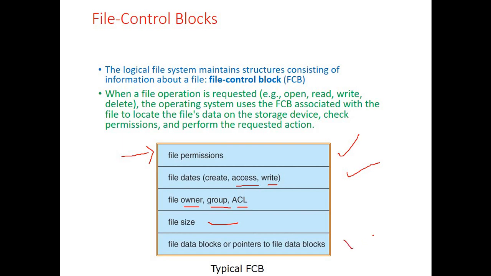Next, coming to the file data blocks or pointers to the file data blocks. That means it will also hold the address of the data block where it is stored in the disk. So a file is stored in a collection of data blocks. These are in the disk. So the file control block will also have a pointer to the data blocks in the secondary storage.